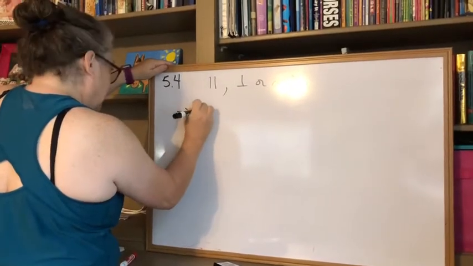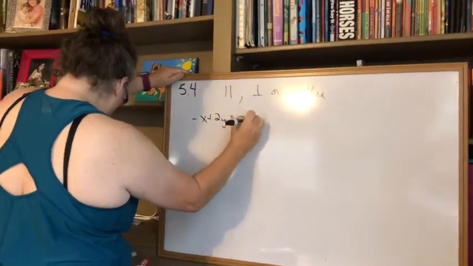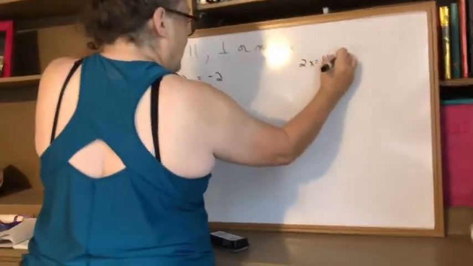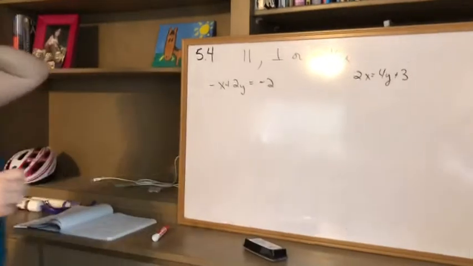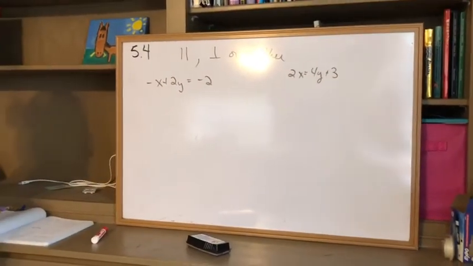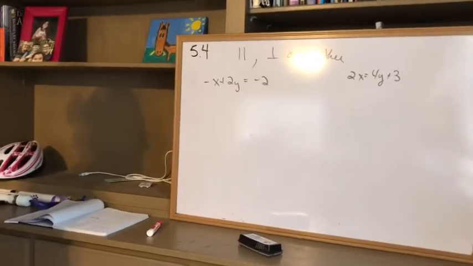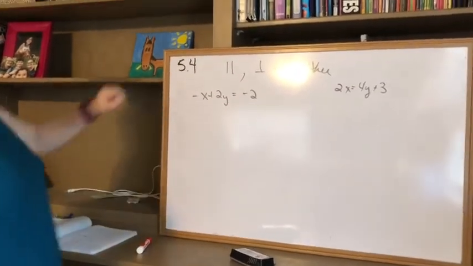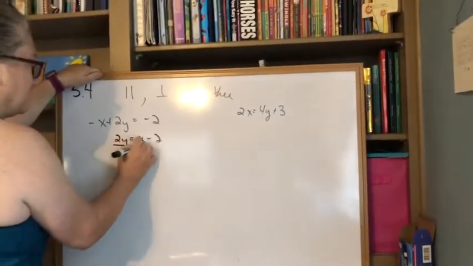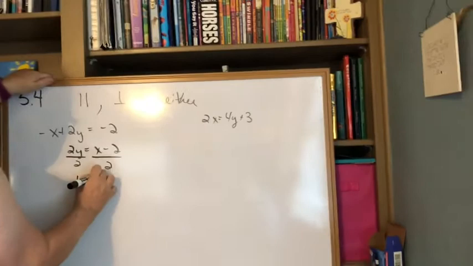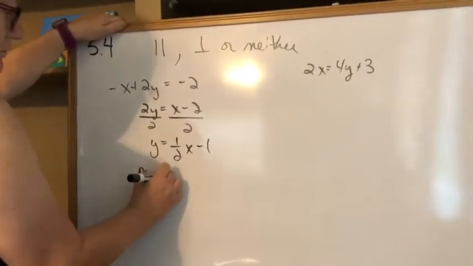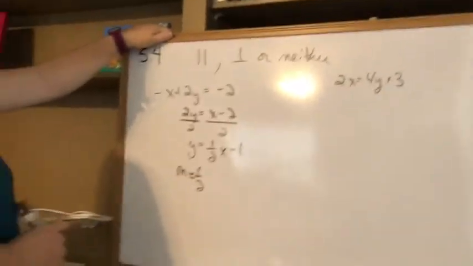Negative x plus 2y equals negative 2 versus 2x equals 4y plus 3. Okay. So we need to determine if these two lines are parallel, perpendicular, or neither. The first thing we need to do is solve for y. So I have 2y equals x minus 2, divided by 2. y equals 1/2 x minus 1. My m equals 1/2. Okay, that's that one.